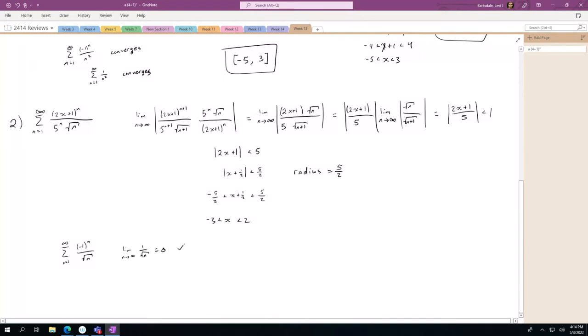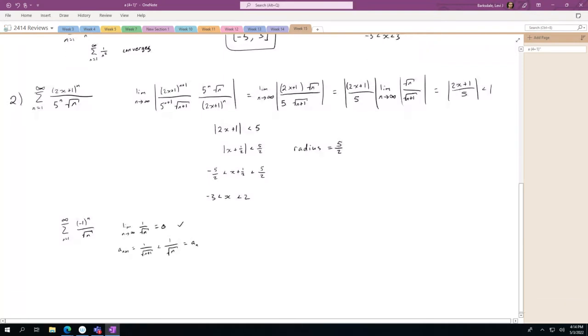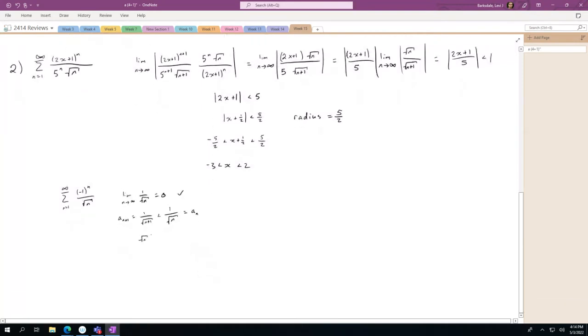Next, we need to show that each term is smaller than the one that came before it. So a sub n plus 1 is equal to 1 over root n plus 1. And I'm going to say that this one is smaller than 1 over square root n, which is my a sub n. And if I cross multiply, then I get that square root of n is smaller than square root of n plus 1.